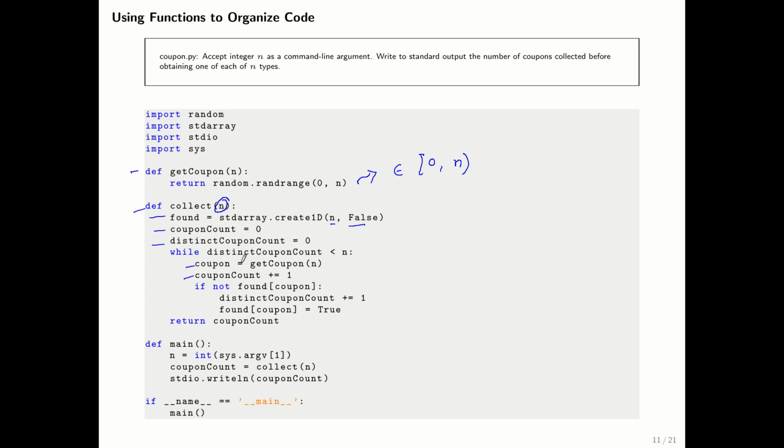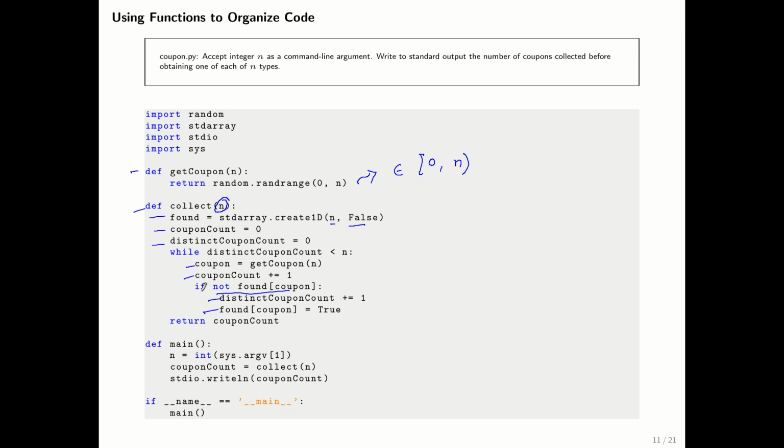How do we do that? Well, we go to our array found and we index it by coupon and check if that is true or false. If that is false, then we conclude that this is the first time you're seeing this coupon, so we increment distinct coupon count by 1 and we record the fact that now we have collected this coupon. So we say found of coupon equals true.